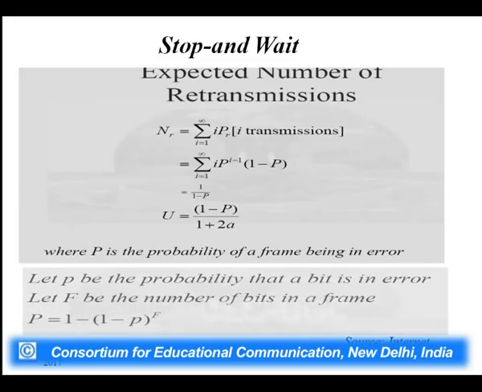And if you look at this equation, what it says is NR is equal to summation I equal to 1 to infinity I times PR of I transmissions, that is the probability of I, maybe 1, 2, 3 transmissions. Because, as I said, some frames may be sent in only 1 transmission, some after 2 attempts, some after 3 attempts. So, the number of transmissions for each frame may be different depending on the channel condition.